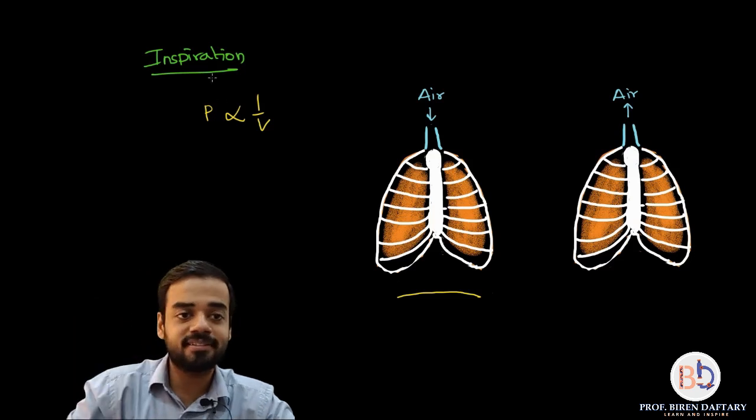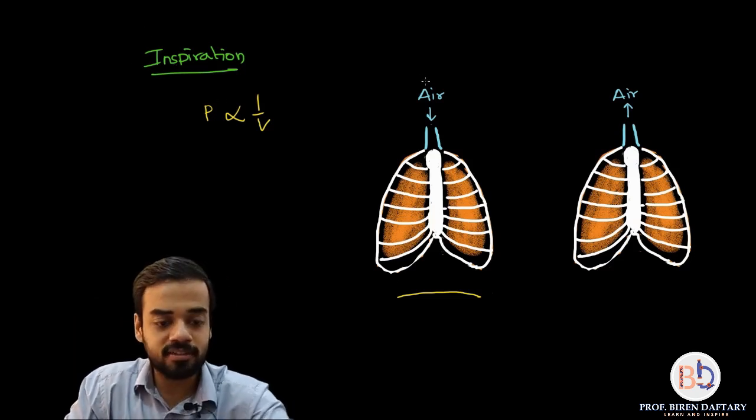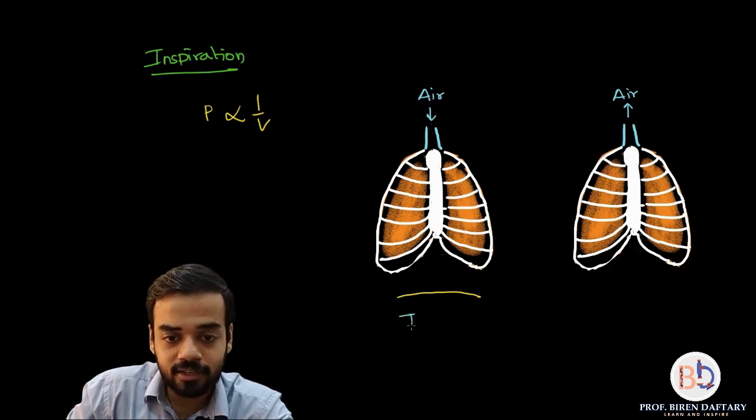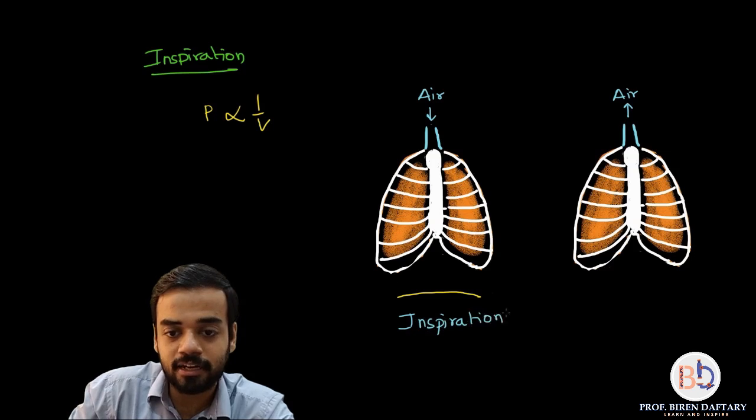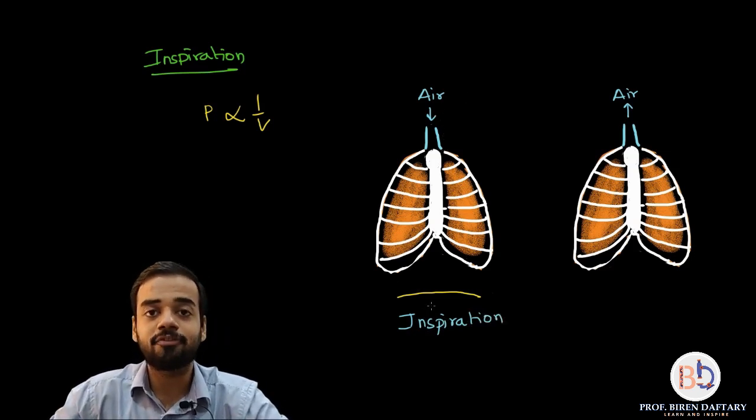So this is called inspiration. I'm going to label this diagram over here. First diagram, which is your inspiration diagram. As you can see, I have shown the air is going in. I have also shown that the diaphragm has contracted, so it has become flattened.